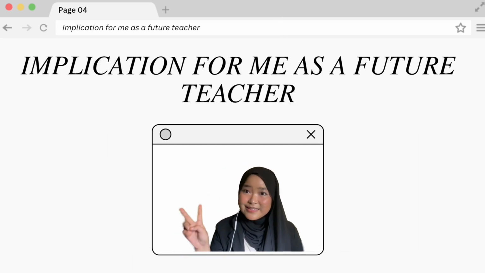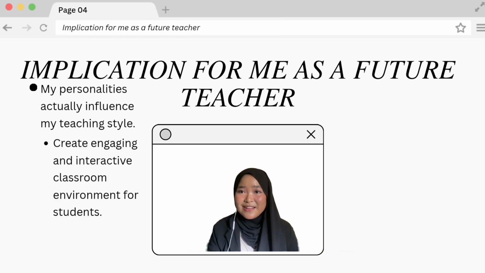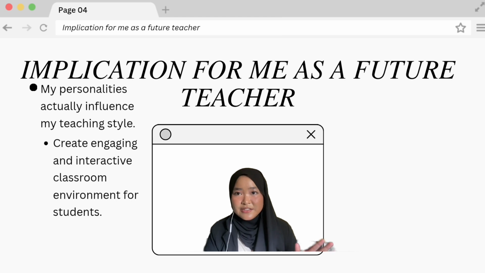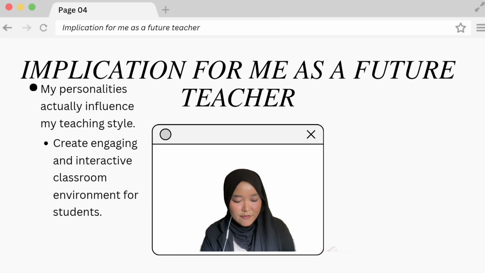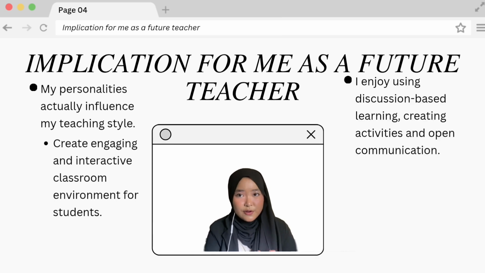Second, as a future teacher. Based on my MBTI type, it has influenced my teaching style very much, especially during my practical before. My class is more engaging and interactive, where students feel comfortable sharing their ideas and thinking critically. I also love discussion-based learning, creative activities, and open communication with my students.